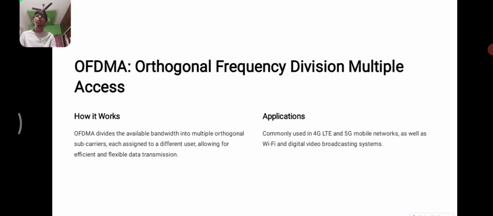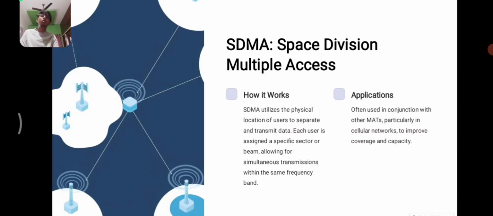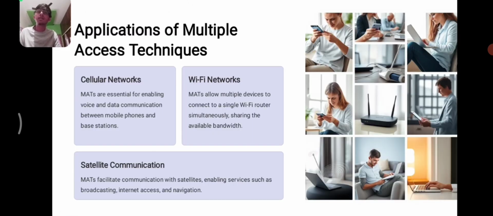Then move on to space division multiple access, that is SDMA. How does SDMA work? SDMA utilizes the physical location of a user to separate and transmit data. Each user is assigned a specific sector or beam, allowing simultaneous transmission within the frequency band. SDMA is often used in conjunction with other MATs, particularly in cellular networks, to improve coverage and capacity.